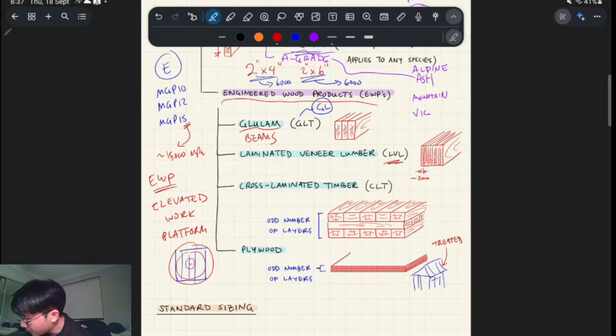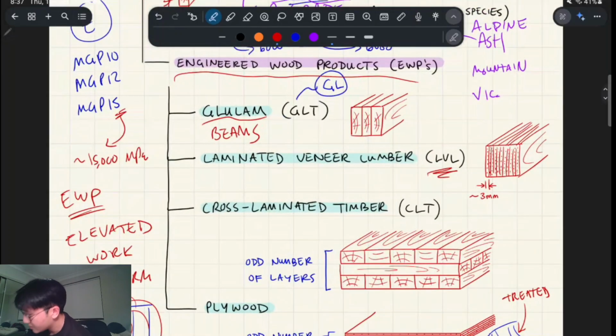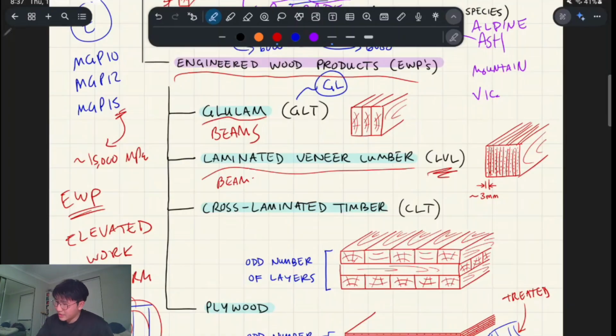Another one is LVL. LVL are laminated veneer sheets, so they're laminated all together to create essentially large beams as well. So these are also used for beams, but the use case is a little bit different. You use more epoxy. As the adhesive or glue, you can use epoxy, you can use polyurethane. I think those are the two most common ones.